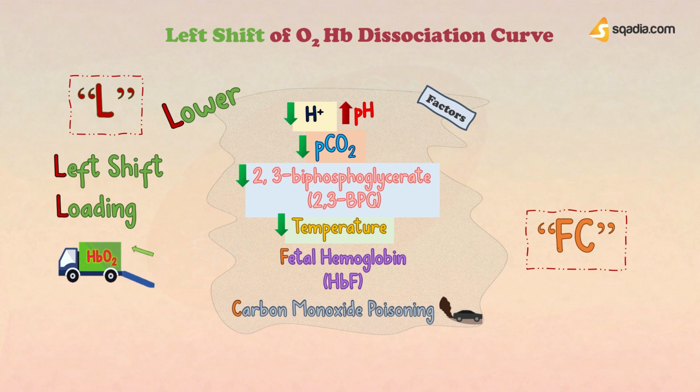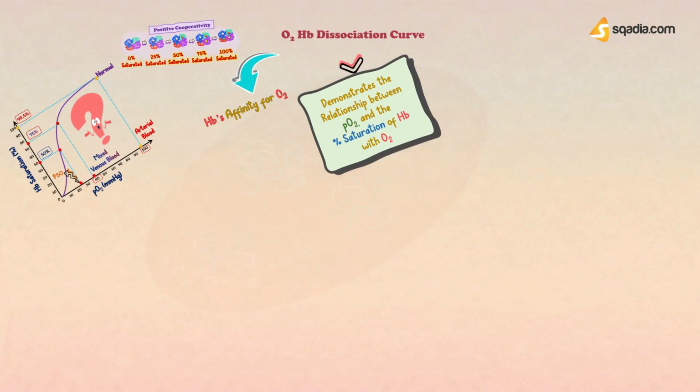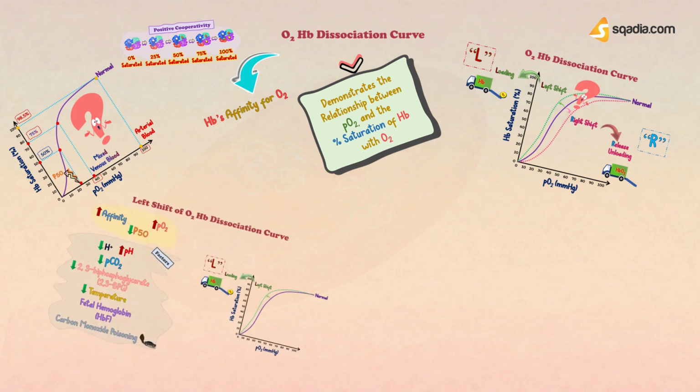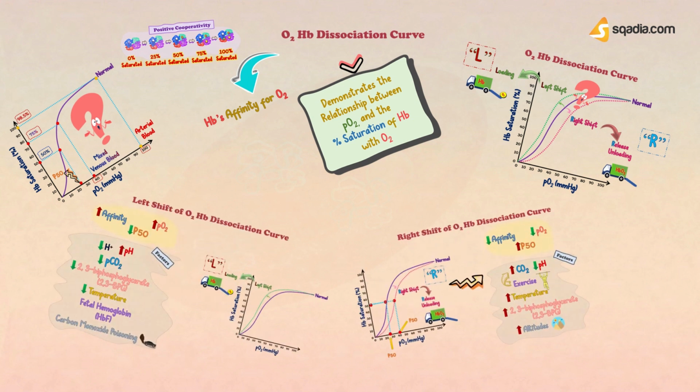So, that was about the oxygen hemoglobin dissociation curve. That demonstrates the relationship between partial pressure of oxygen and the percentage saturation of hemoglobin with oxygen. We saw it has a sigmoidal shape due to positive cooperativity. And there are various factors that we just discussed in detail that cause it to shift either to the left or to the right, due to the change in hemoglobin's affinity for oxygen.